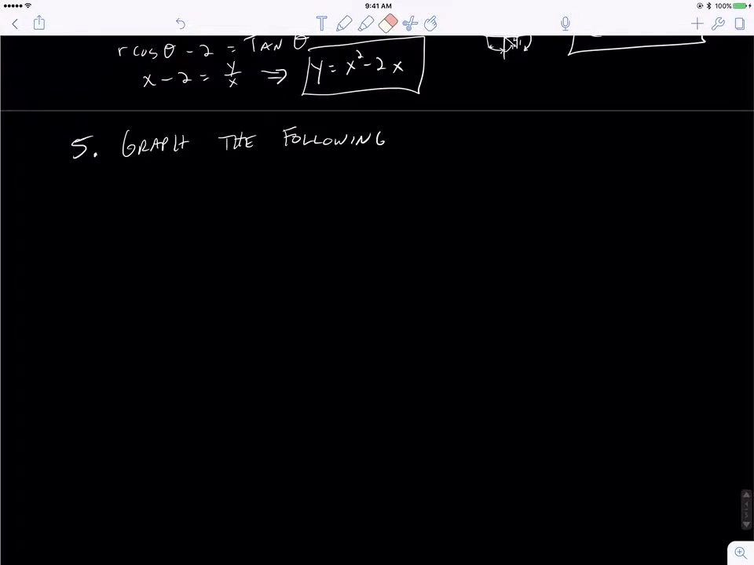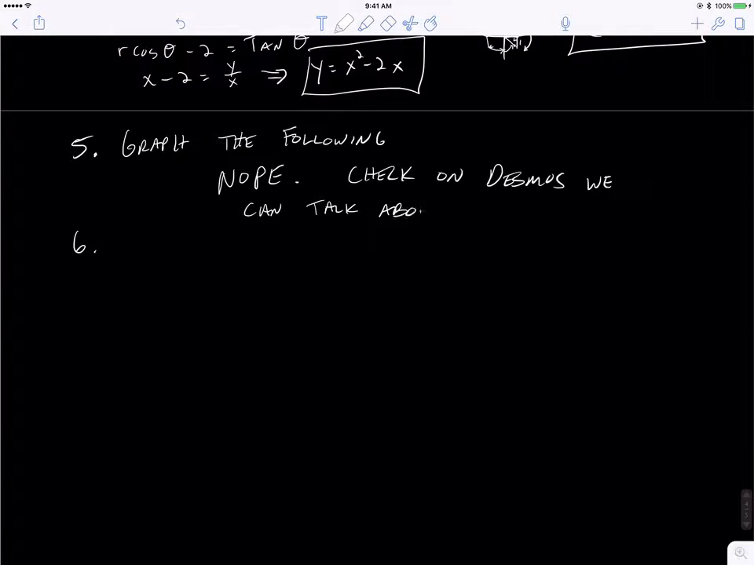Okay, number 5. Graph the following. Sorry, I have to bring it up. Polar functions. I'm gonna say nope. I'm not doing that. Too long. You can check them on Desmos. We can talk about them in person. I'm definitely not doing those. I already took this class. I don't need to pass it.